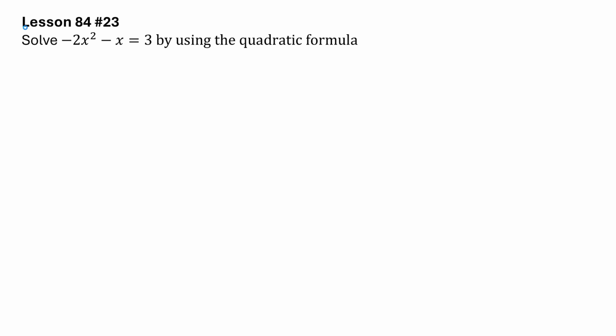Okay, this is lesson 84, number 23. We're going to solve negative 2x squared minus x equals 3 by using the quadratic formula. First of all, to use the quadratic formula, of course, you have to know what it is.